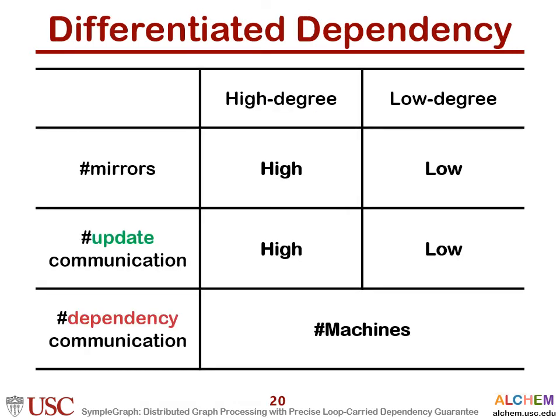Based on the circulant scheduling, we can design a simple graph system. We also do other system optimizations. For example, we differentiate the dependency communication for high-degree and low-degree vertices. The purpose of SympleGraph is to introduce dependency communication to reduce update communication. However, for low-degree vertices, because they have a small number of mirrors and the update communication originally is low, it is not too beneficial to introduce dependency communication for them.